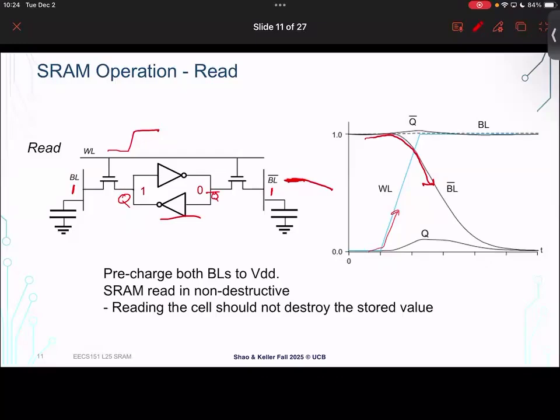But what we need to make sure is that we don't flip any of the storage nodes in the cell, right? So you can see once again that there's a fight where Q, well, I guess this diagram is opposite of what I've labeled it here. So in this example, for the purposes of this drawing, we'll treat the right side as Q and the left side as Q bar, which is a little confusing. Sorry for that.